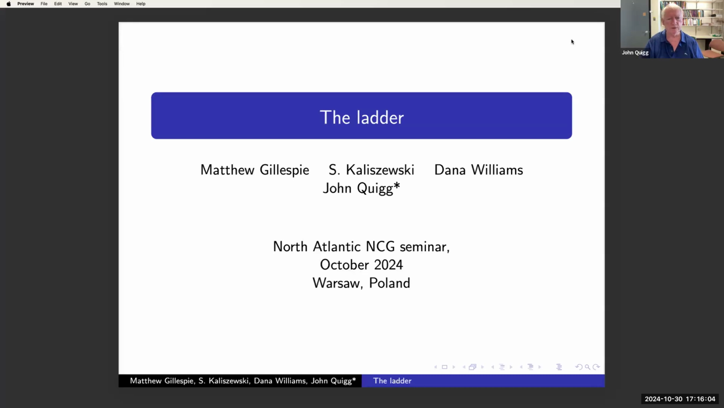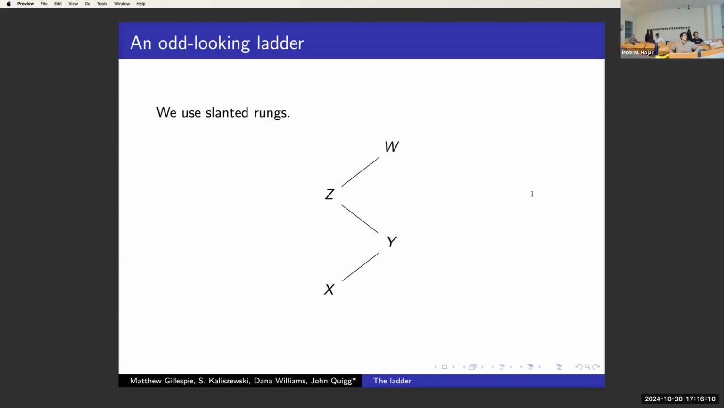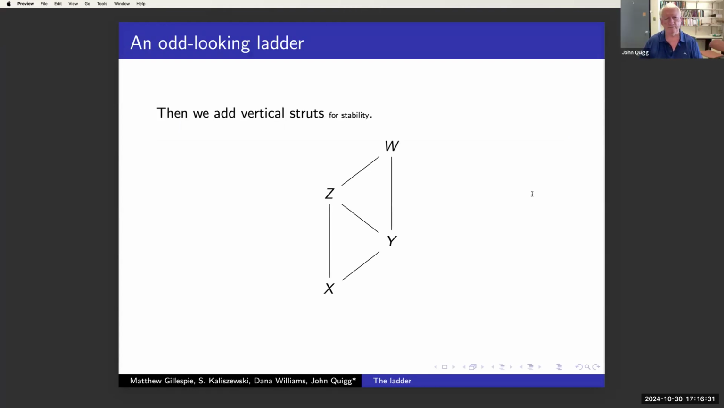So the idea is this. First of all, we begin with something that doesn't really look very much like a ladder, so don't worry about that. We call it a ladder anyway. It's an odd-looking ladder. The rungs are slanted, so right away it's difficult to negotiate, and it doesn't look very stable. So we add vertical struts for stability. Now at least it won't fall apart. And you're going to see this diagram a lot, so I hope you can tolerate that.